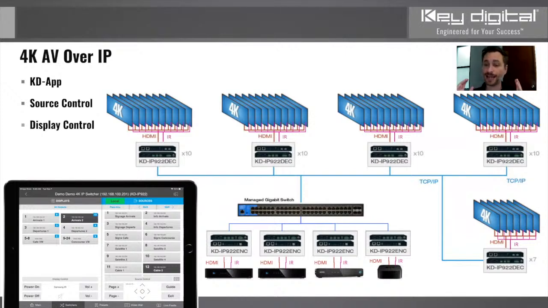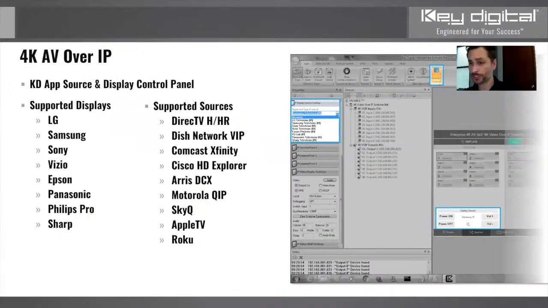And what we've now done is we've added not only controlling the AV routing, but it's continued to develop. And now we have what's called the source and display control feature, where you'll connect an IR emitter over each display's IR sensor. Similarly, you connect an IR emitter to your controllable sources. And you could tell us about this in the configuration questionnaire, or we could set it up here in the Key Digital Management software with you, where you just tell us from this list of supported displays: LG, Samsung, Sony, Vizio, Epson, Panasonic, Philips Pro, and Sharp.